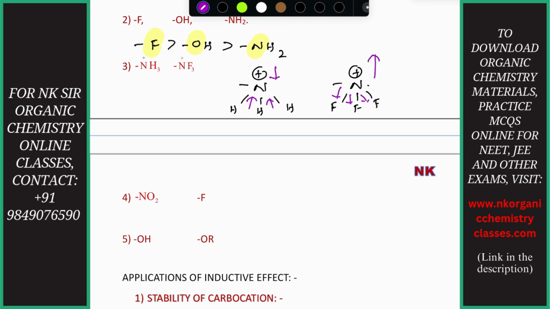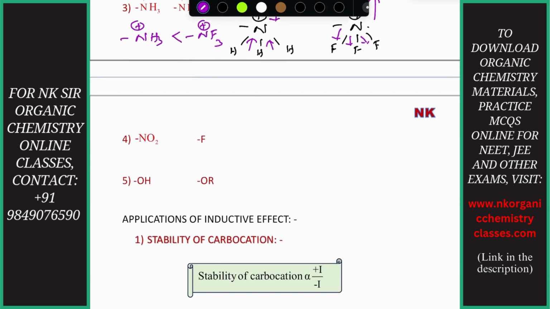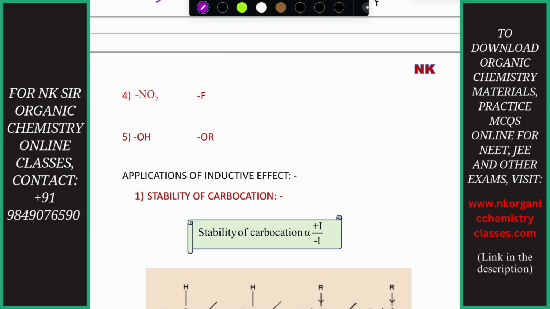And just now I mentioned that cationic nature being more means withdrawing tendency. That means minus I power is more. Therefore, if we take NH3+ and NF3+, which is having more minus I power, tell me? The answer is obviously NF3+. Then the next question: NO2 and fluorine, which is having more minus I power?